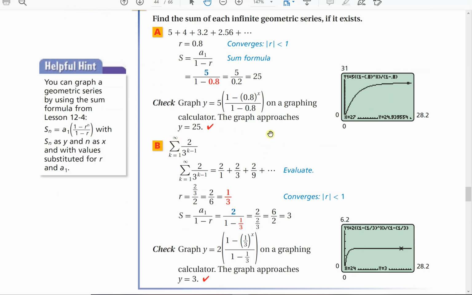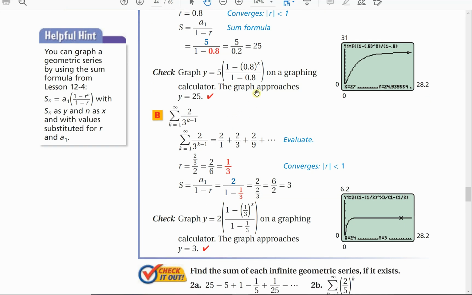This one here, an infinite series, k from 1 to infinity. 2 divided by 3 to the k minus 1. All right, we got to figure out the first term, so plug in 1. 1 minus 1 is 0. Anything to the 0 power is 1, so that first term is 2. And then we got 2/3, then we got 2/9. So the ratio here is going to be 2/3 divided by 2, which is 2/6, or 1/3.